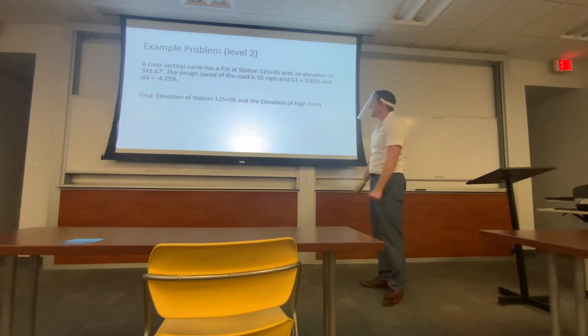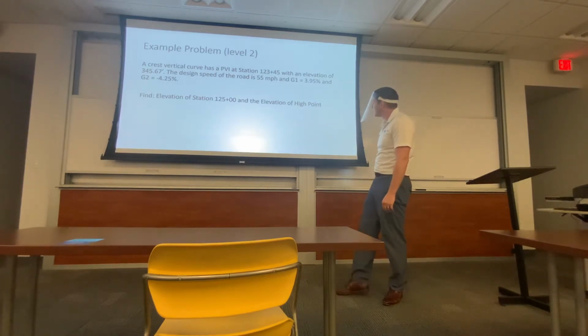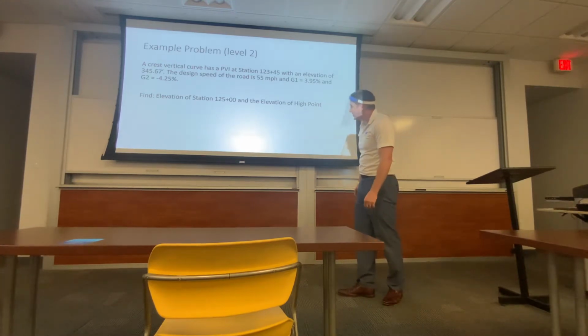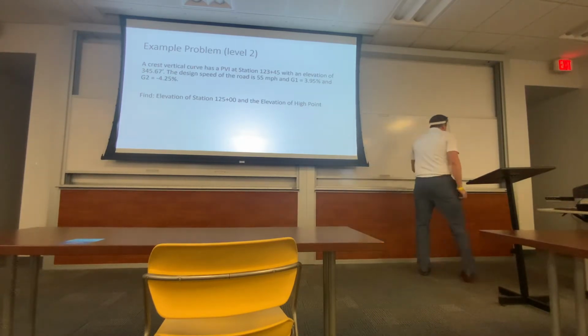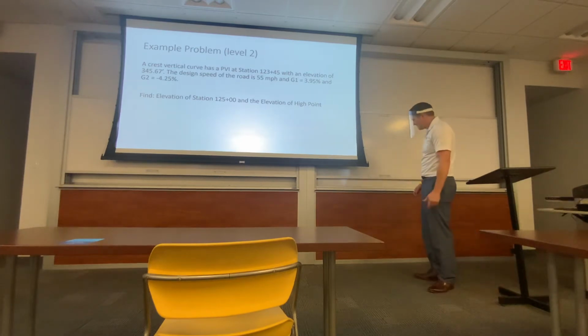The crest curve has a PVI at station 123+45 with an elevation of 345.67. Design speed is 55 miles per hour, and G1 and G2 are this and this. Find the elevation of station 12500 and the elevation of the high point. Okay, this continues from our previous example.